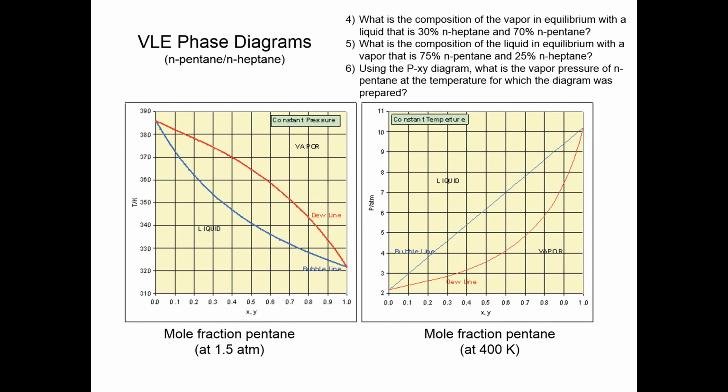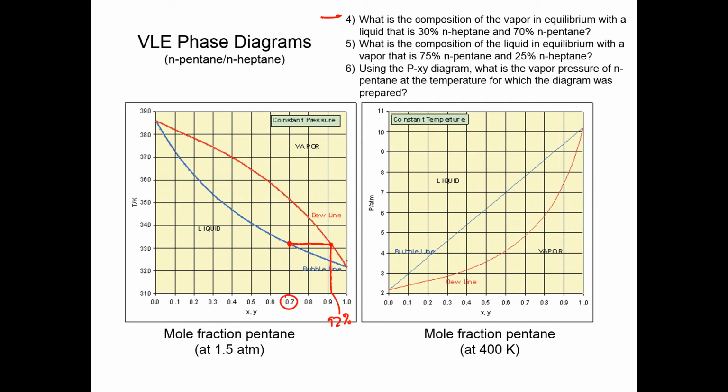Okay, and let's answer question number 4. What is the composition of the vapor in equilibrium with a liquid that is 30% N-heptane, 70% N-pentane? Okay, so this is the composition of the vapor. So here I have my liquid, and then in equilibrium with that, I draw it over here to the dew point line, and then come down, and that's going to be about 92% for my N-pentane in my vapor.